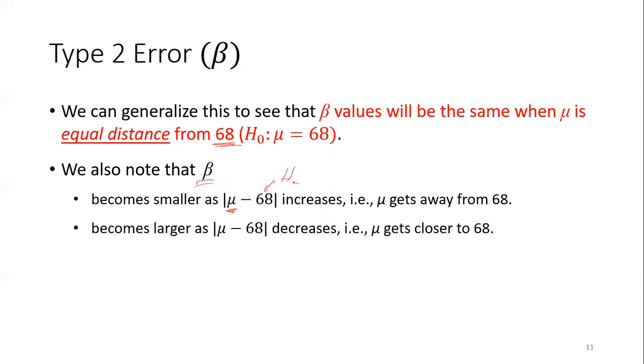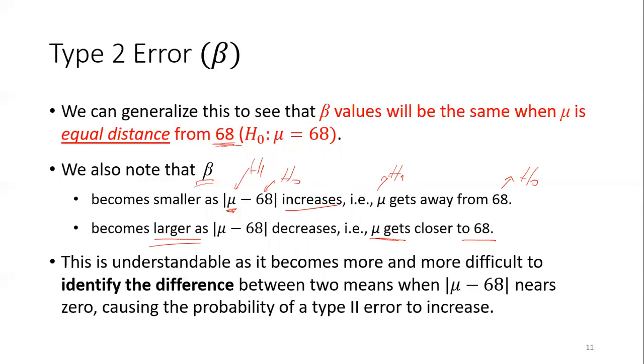So this is H0, let's say this is H1. If the distance between them increases, then beta gets smaller. So if H1 gets away from H0, then your type 2 error becomes smaller. But as the value of mu at the alternative hypothesis gets closer to the value of the null hypothesis, then the error beta becomes larger.